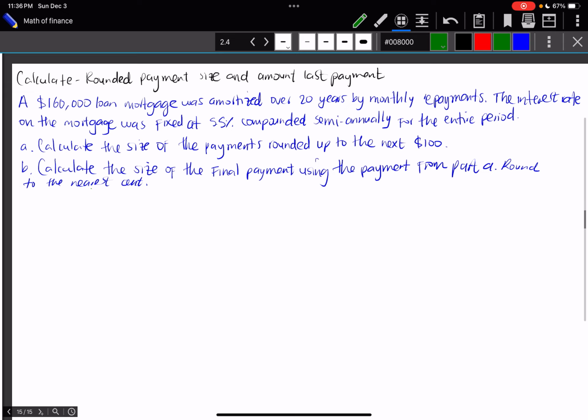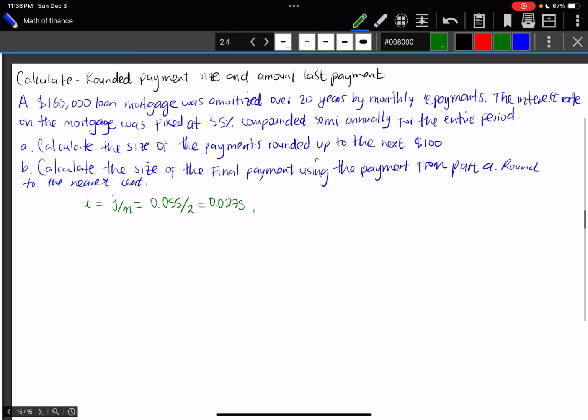So we can compute the periodic interest rate by doing I equals J over M, where J is 5.5% and M is 2, because interest is compounded semi-annually, so the number of compounding periods per year is 2. And we obtain the number 0.0275.